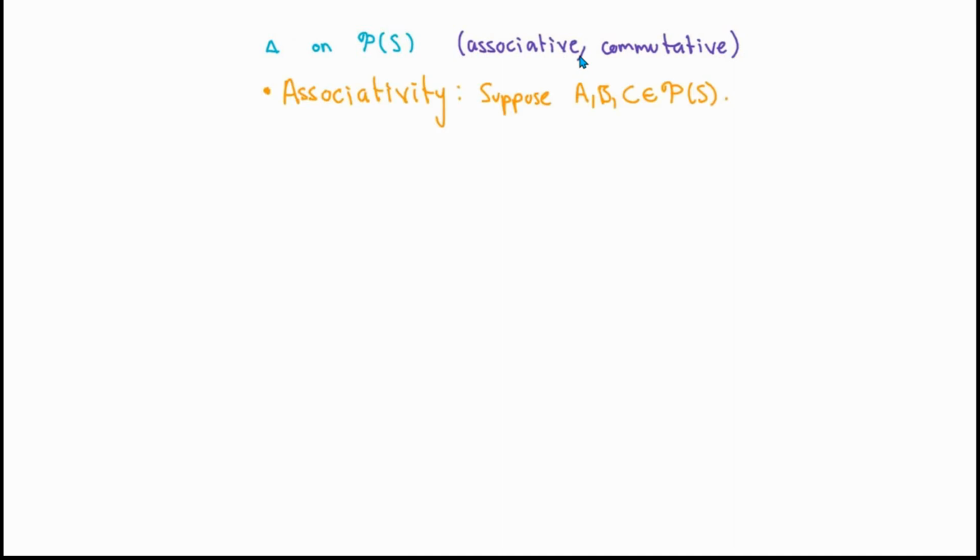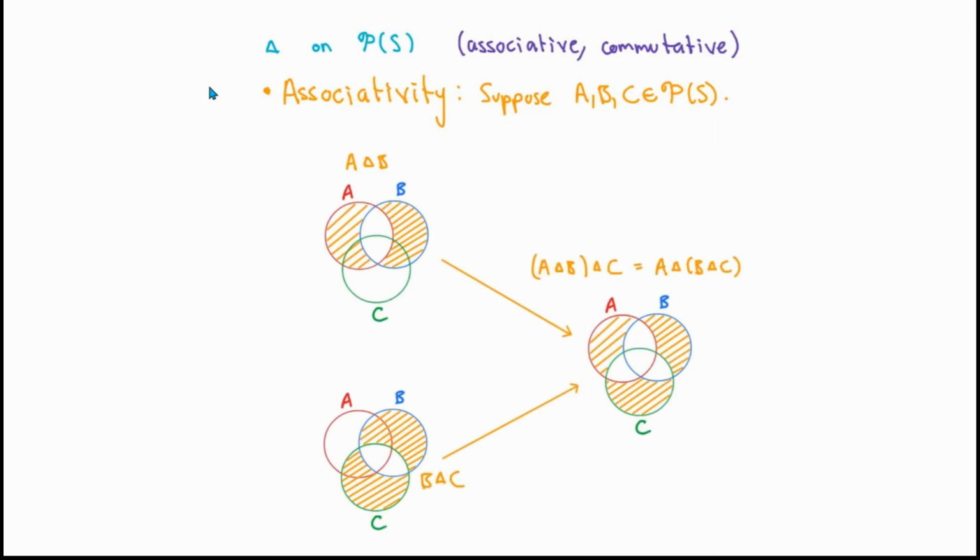but I can at least give you a flavor for why it's true by showing you the following collection of Venn diagrams. The top left Venn diagram illustrates the set A triangle B, and when I take the symmetric difference of that with the set C, I get the set of everything that's in A triangle B, but not C, together with the set of everything that's in C, but not A triangle B. So I get a set that looks like this.